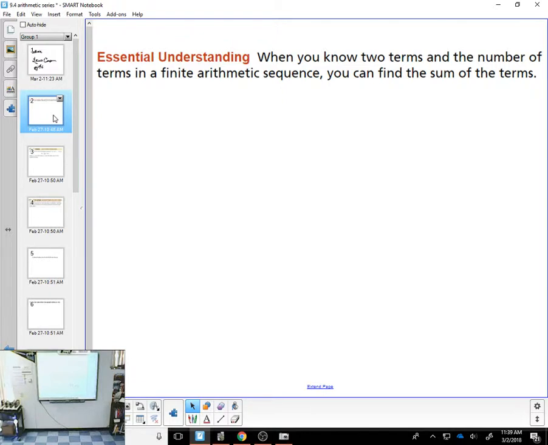So, when you know two terms and the number of terms in a finite arithmetic sequence. You have a sequence, and there are some important words up here, and it's finite. What does finite mean? It ends. Infinite means it doesn't end. If you have a finite series and you know a couple of numbers in there and you know how many there are, then you can find the sum of them. Make sense? And that's what we're doing today.